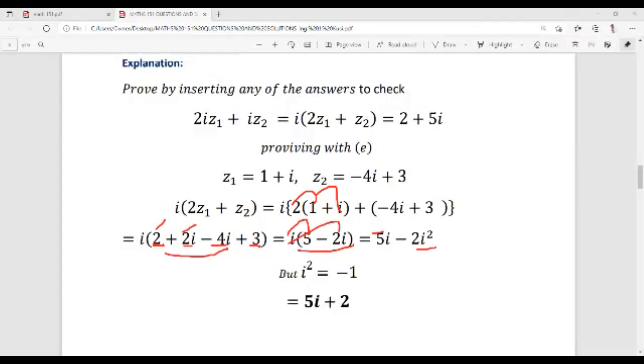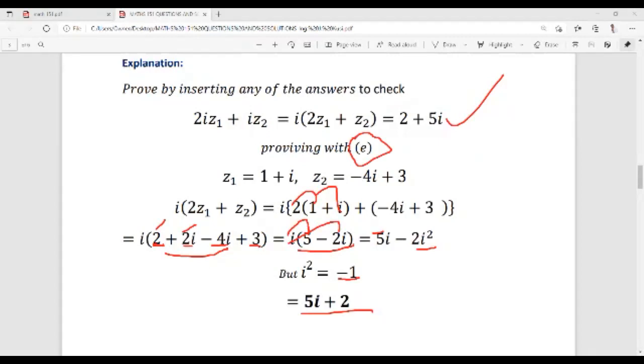And we said i squared is equal to negative 1. Is that not it? Negative 1. Yes. Good. So negative 1 times minus 2 will be positive 2. So this will give you 5i plus 2, which is the same as this. So meaning the answer at E is correct.